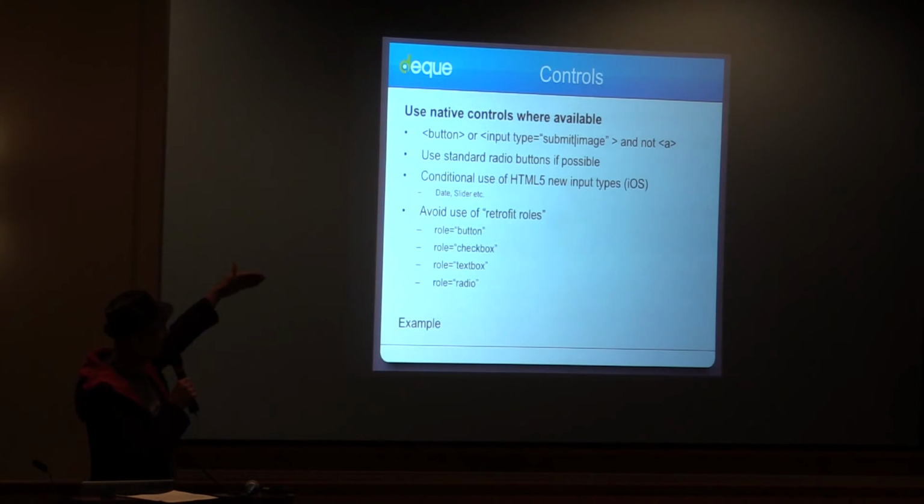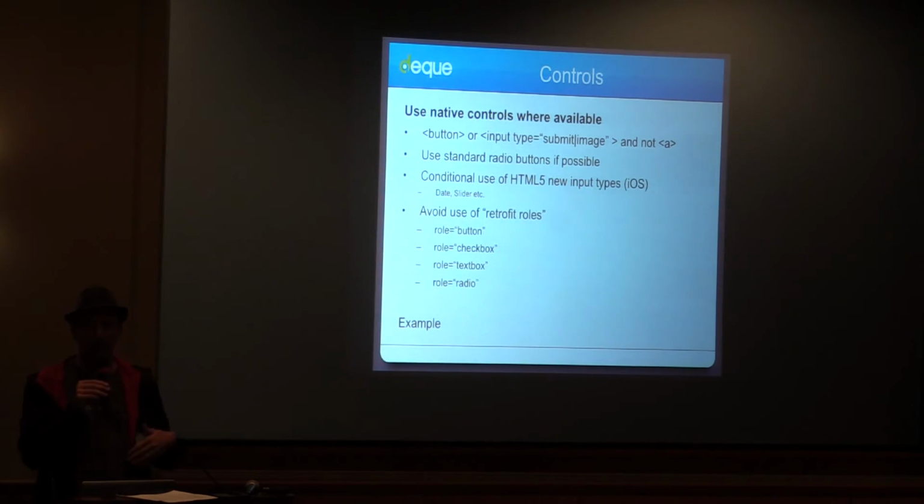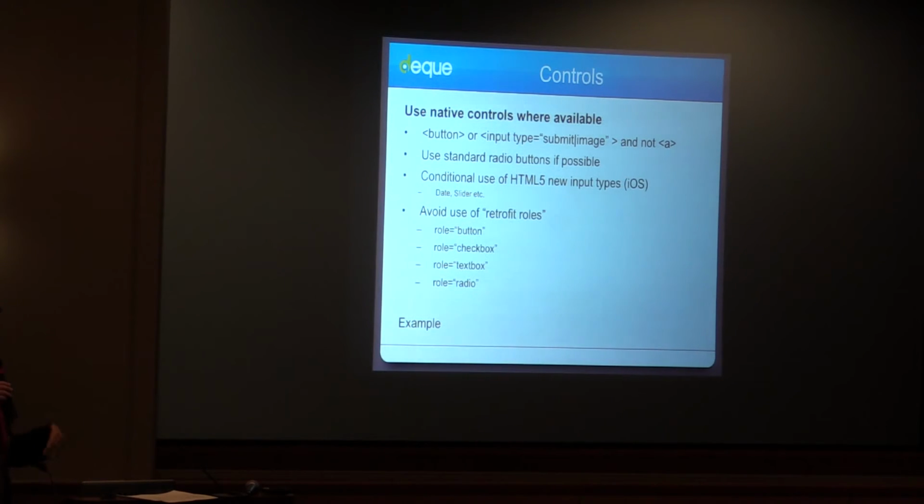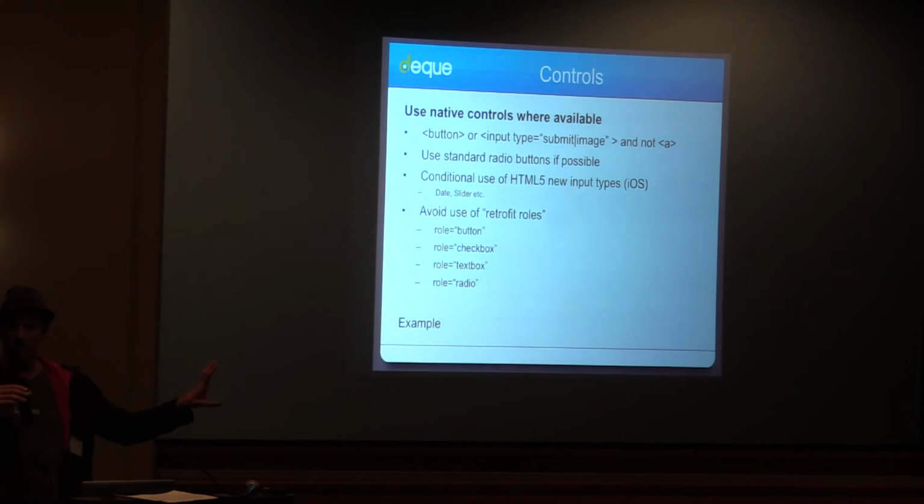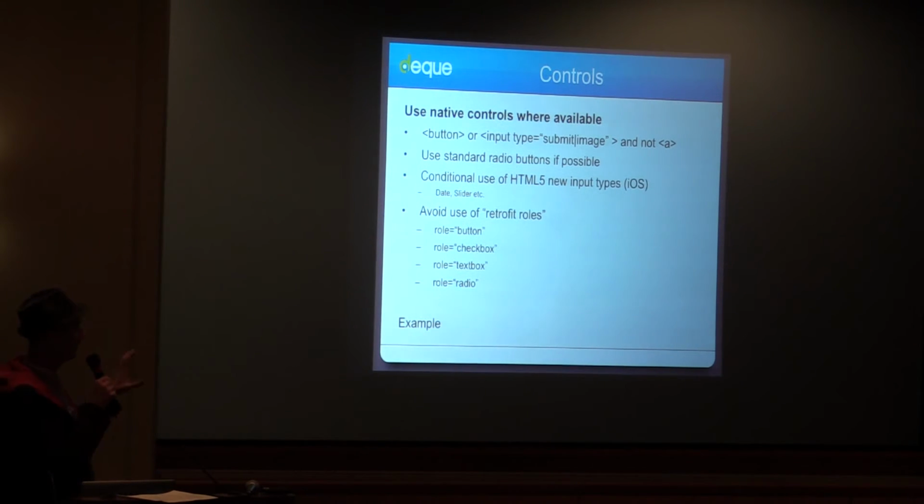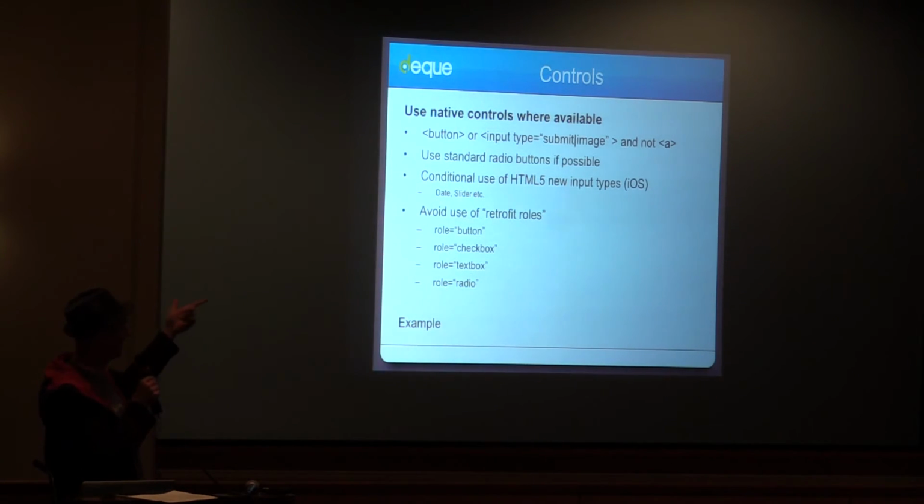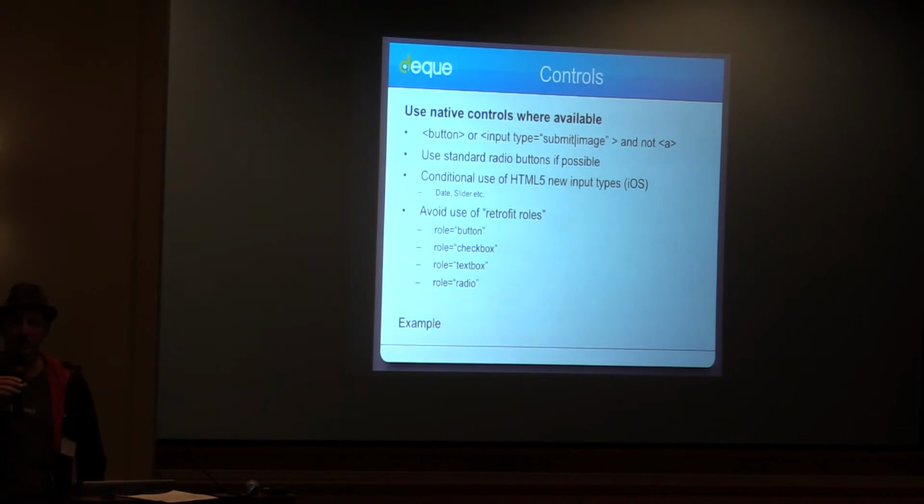But avoid what I call the retrofit roles, because they're really just bad habit supporters for people who are used to doing things the wrong way and using anchor tags for everything instead of buttons and input elements. I'm not saying don't ever use them, because, like with everything, this is a rule of thumb, and there are good reasons to break that rule of thumb. But every time you try something like this, ask yourself, is this really necessary? Use standard radio buttons, standard checkboxes, standard drop-downs. I would say almost never use role equals text box. I can't think of a good reason to do that almost ever.